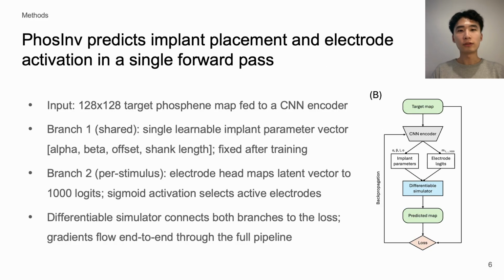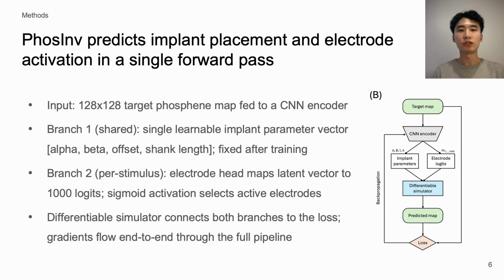This is the architecture of the solution, the PhosInv model. The input is a square-shaped target phosphene map, the pattern we want the patient to perceive. That map goes into the CNN encoder, which feeds two branches. The first branch is shared across all stimuli. It's a single learnable vector of 4 implant parameters: 2 insertion angles, an offset, and a shank length. This is fixed once after training, as a real implant would be.